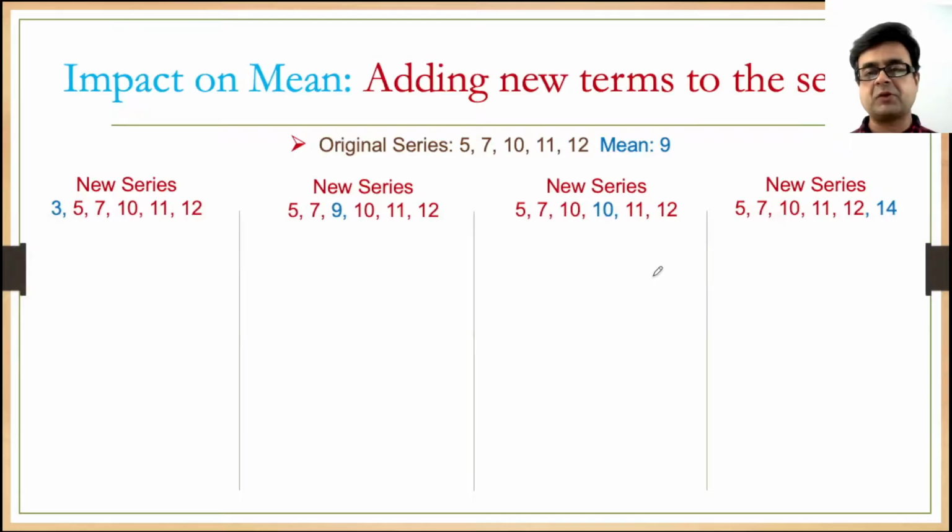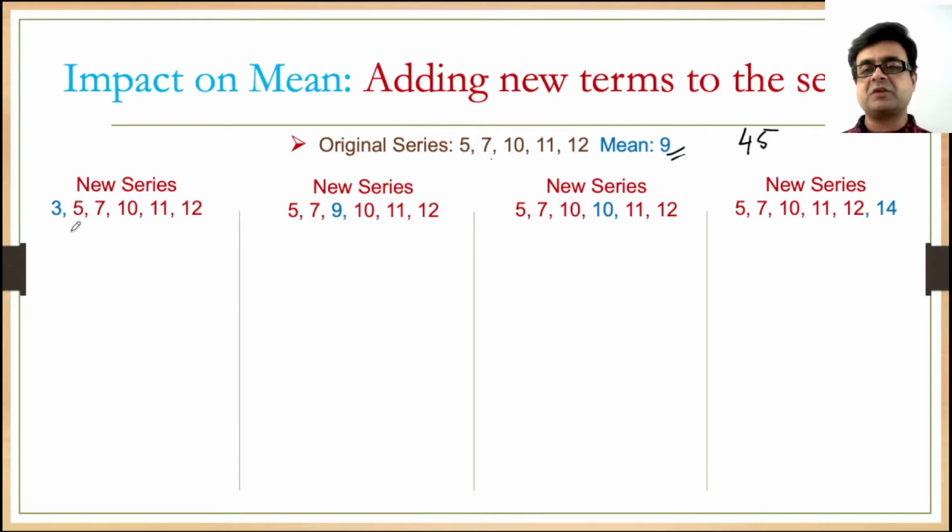Let's get started. Okay, so first we are going to tackle the impact on mean when we are adding new terms to the series, and we'll start with examples so that you understand what is happening here. So here we are given that the original series is 5, 7, 10, 11, 12, and I have already calculated the mean for you, 9, which also means the sum of the series, since there are 5 terms, would be 45. So let's keep that handy.